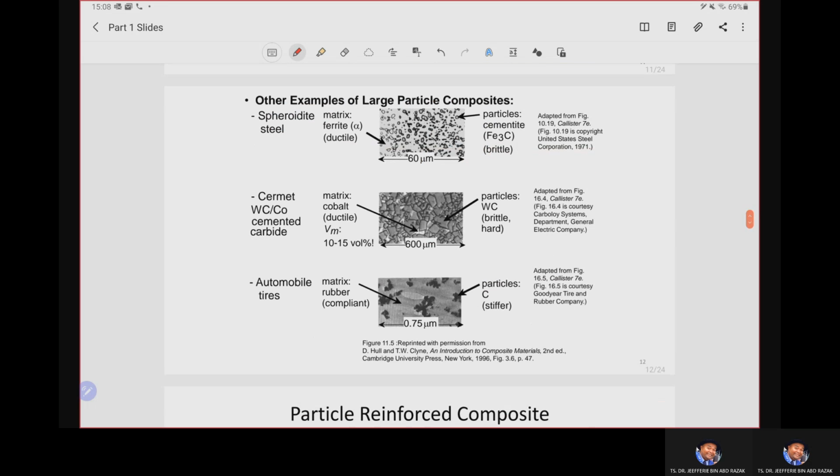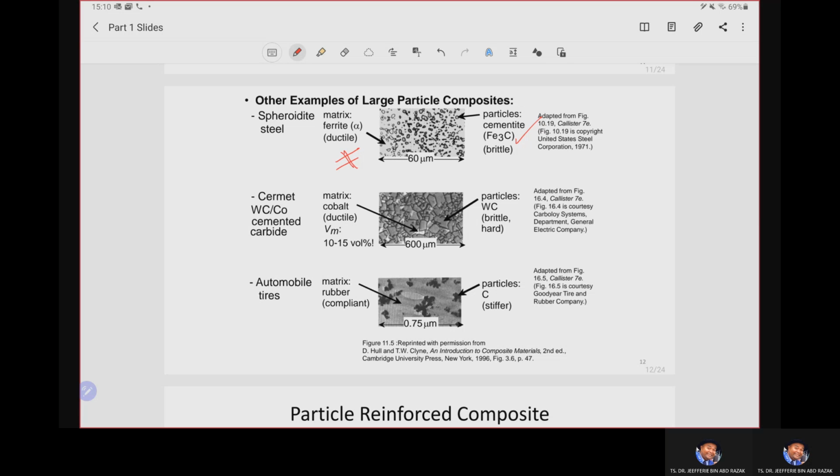All right. So as you can see here, in this slide, we are exposed to three common examples of large particle composite systems. As you recall from the understanding of metal alloys, we have the spheroidite steel. This is an example of a metal-based composite. So we have the matrix here, the alpha ferrite matrix, behaving as a ductile matrix. After we do some heat treatment, we can produce the intermetallic cementite particle, Fe3C, which behaves as brittle and is found well distributed within the ferrite matrix. So the presence of the cementite here basically increases the strength of the spheroidite steel.